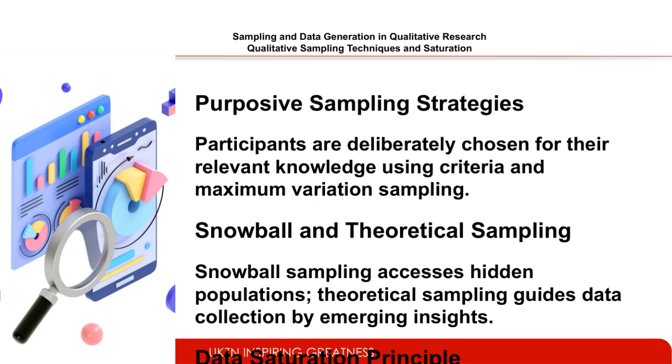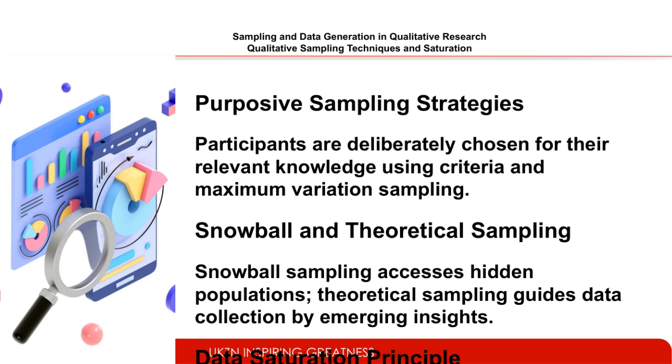One key approach is purposive sampling, where participants are intentionally selected because they have specific knowledge or experience relevant to the research topic. This often involves criterion sampling, selecting individuals who meet certain predefined criteria, or maximum variation sampling, which seeks out a wide range of perspectives to uncover common themes despite differences.